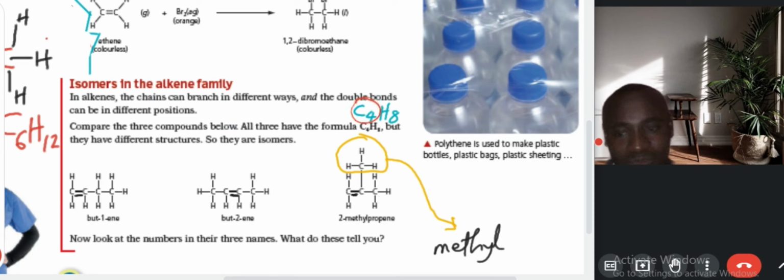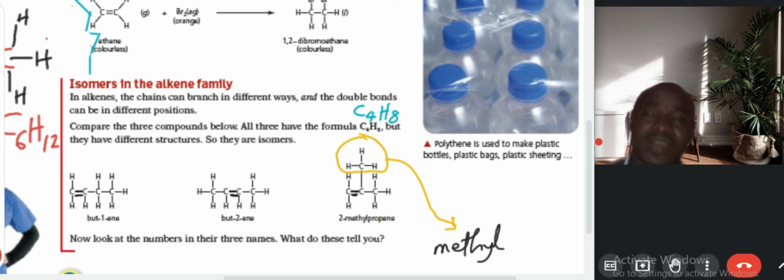Like here, we have 4 atoms of carbon: 1, 2, 3, 4, and 8 atoms of hydrogen: 1, 2, 3, 4, 5, 6, 7, 8. All the others have the same. If you check, 4 atoms of carbon, also 8 atoms of hydrogen. The same thing for this one, 4 atoms of carbon, also 8 atoms of hydrogen. So they have the same formula, but different structural formula, different structures, and so they are isomers.